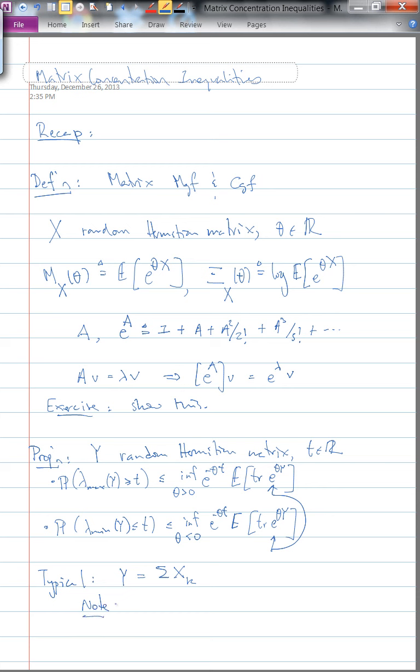So the key difficulty arises from the following fact. If A and B do not commute, in other words, if AB does not equal BA, then it may not be true that e to the A plus B is equal to e to the A times e to the B. This is true if A and B commute, but it may not be true if A and B do not commute. And this requires some additional tools.